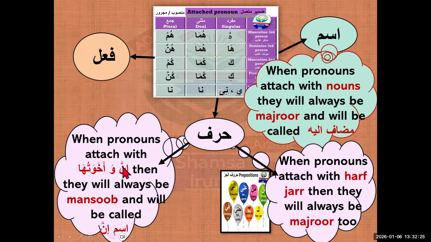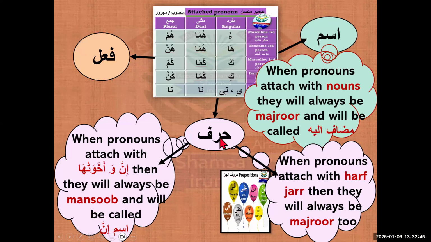Then when they attach with these particles, they will always be in mansoob state, because they will be called ismu inna. So at this point they will be mansoob. When they are attached with a noun, they will be majroor. When they are attached with harful jar, they will be majroor too.